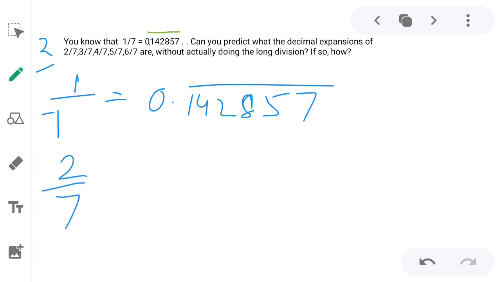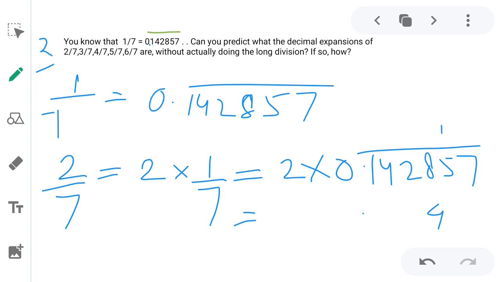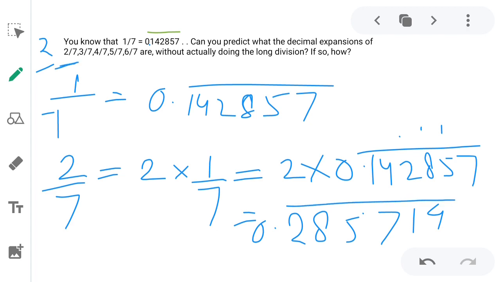Yes, we can predict the decimal expansion of 2 upon 7, because 2 upon 7 can be written as 2 into 1 upon 7, that is equal to 2 into 0.142857 with a bar over it. When we solve this we get a simple multiplication. 2 sevens are 14, 1 carry, 2 fives are 10, 1 is 11, 1 carry, 2 eights are 16, 1 is 17, again 1 carry, 2 twos are 4, 1 is 5, 2 fours are 8, and 2 ones are 2, so 0.285714. This is the answer of the second term, 2 upon 7.